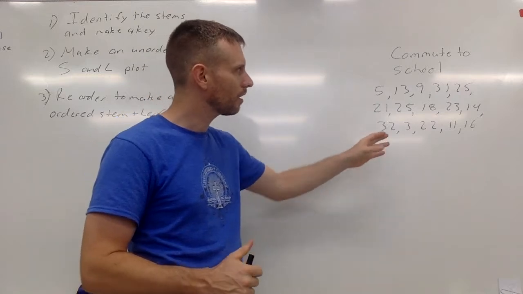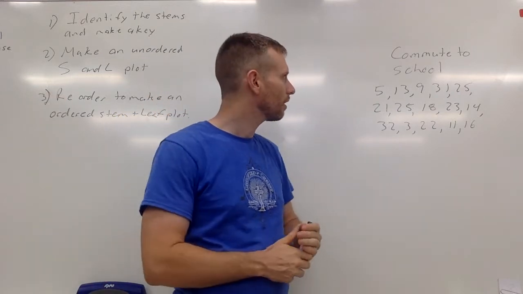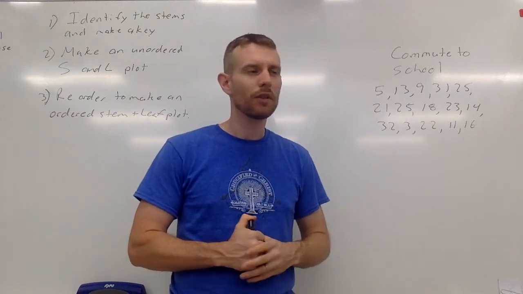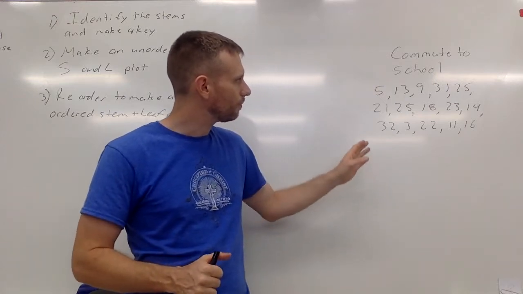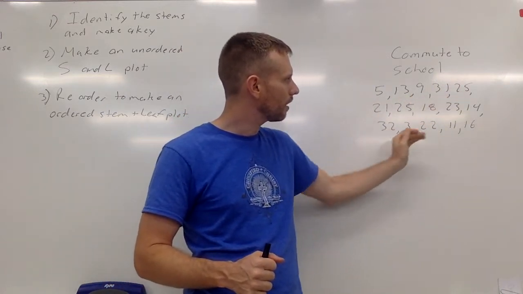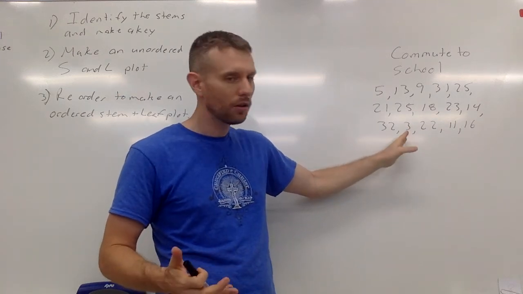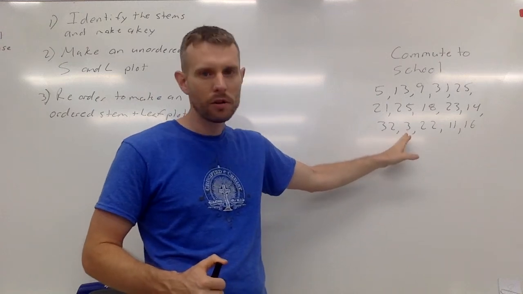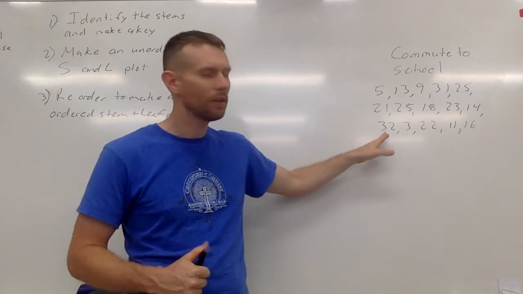So if you look at this data set here, actually I have some steps over here, and then here's the data set for commute to school. So we've interviewed some students. We've asked them how many minutes it takes them to get to school, and so these are the minutes that it takes people to get to school. The shortest time is 3 minutes, and then the longest commute that students have is 32 minutes.